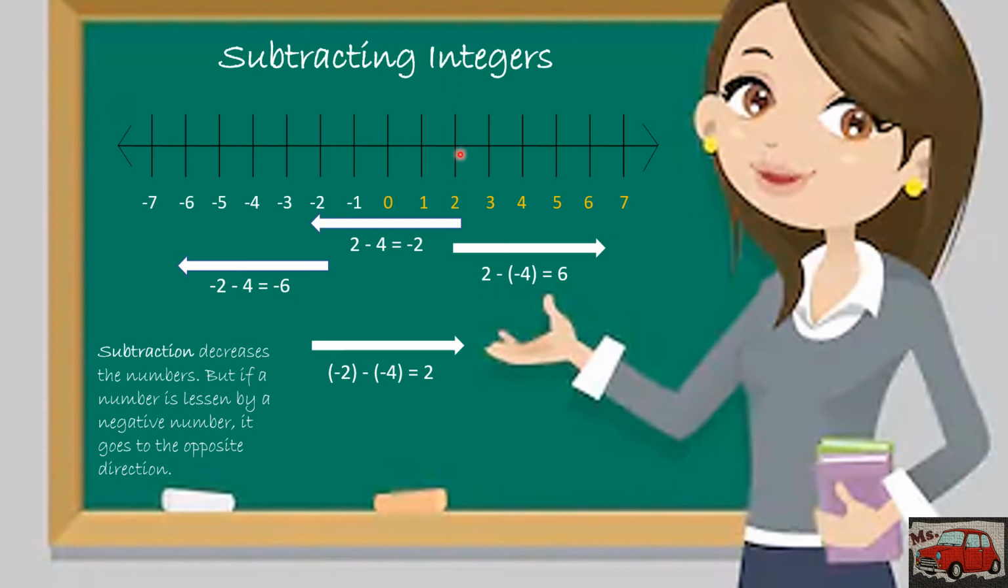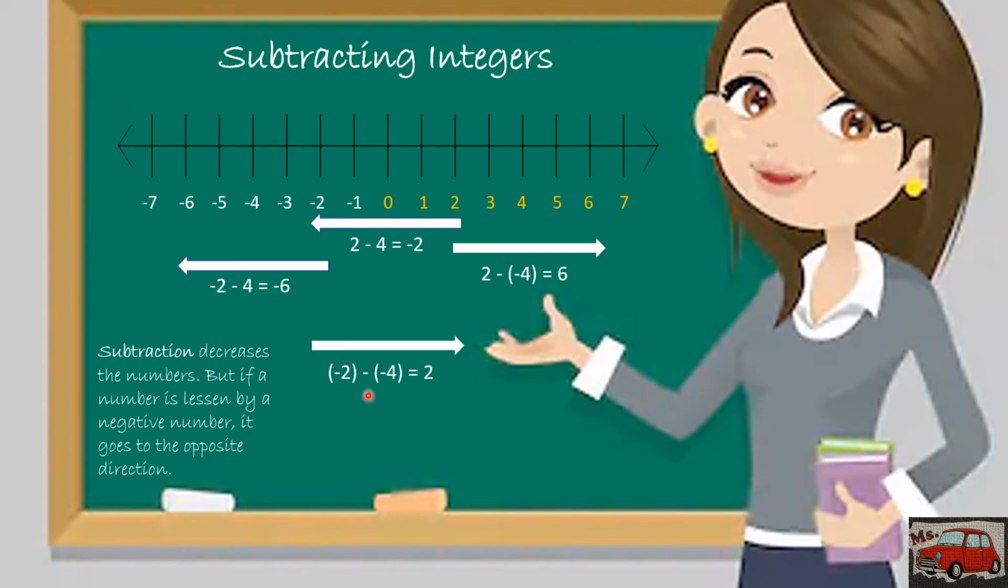So, dapat kaliwa. But, ang minus is negative. So, therefore, pag minus ka sa negative, opposite direction ka. Okay? So, from 2, pupunta ka na ngayon ng kanan. So, 1, 2, 3, 4, nag-end up ka sa 6. Okay? How about this one?